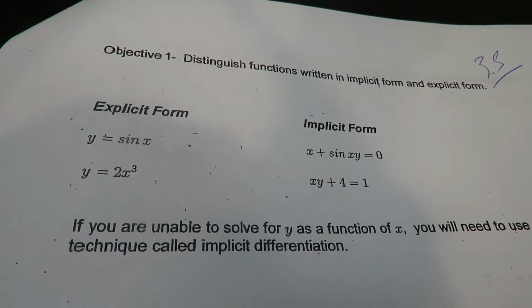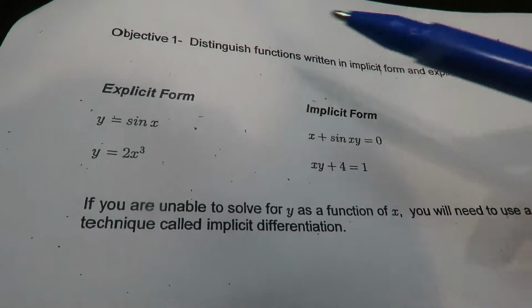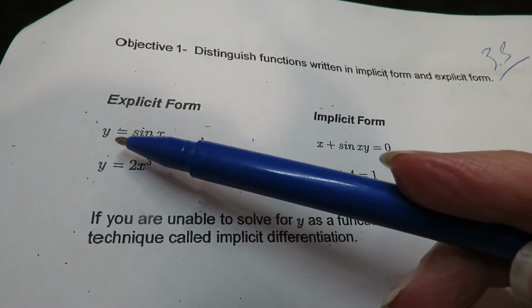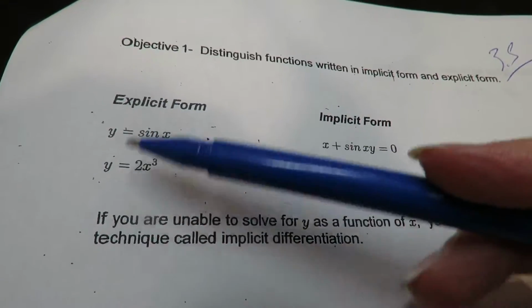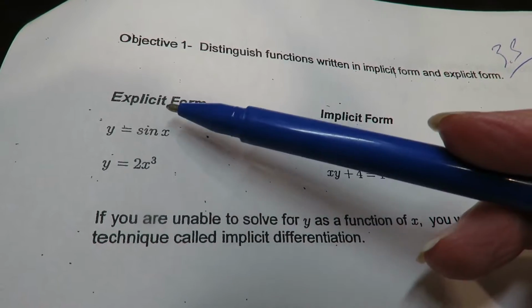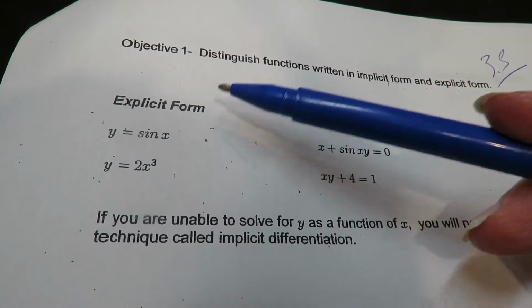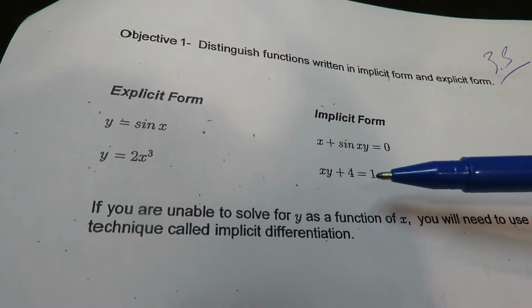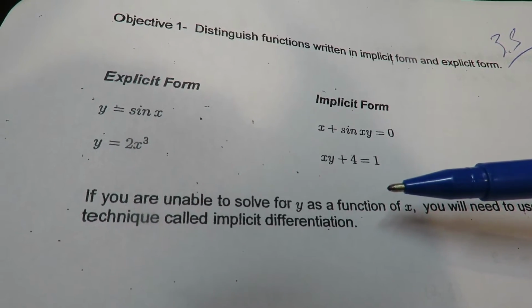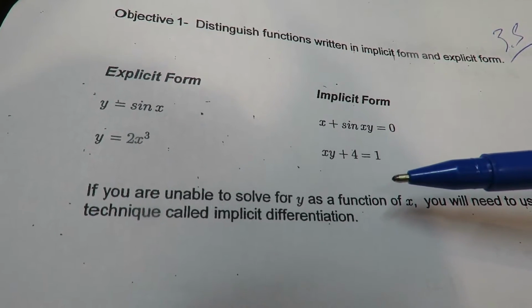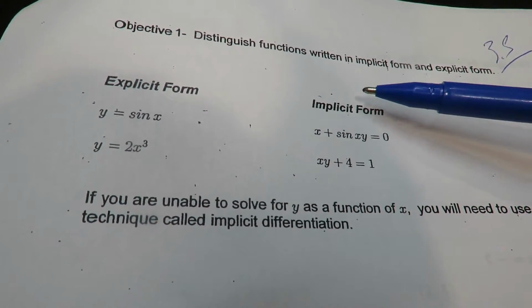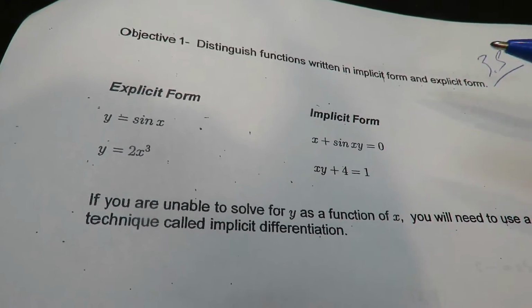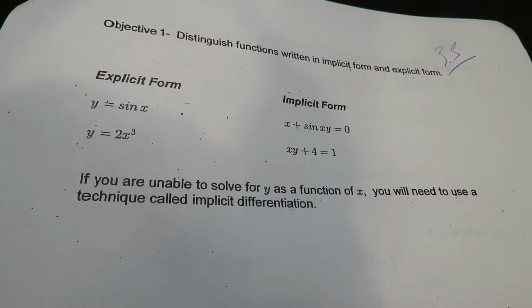Before I start, let's just be clear on the definition. This is explicit form because y is isolated. The dependent variable here is isolated, so we call that explicit form. Implicit form is when the y is blended in. And sometimes you can isolate for the y, and sometimes you can't. Usually you just work with the form that it's in, but sometimes students will alter the form.